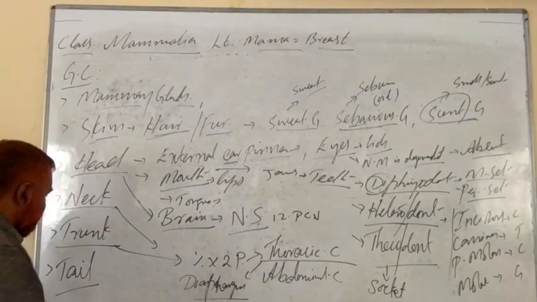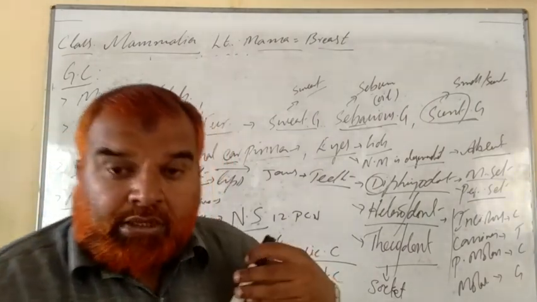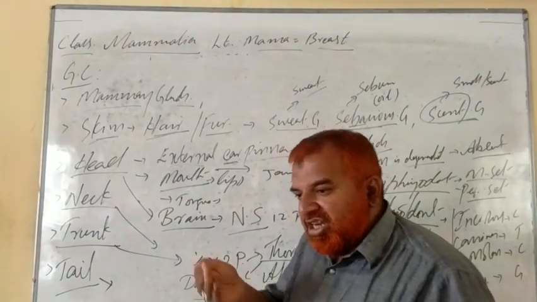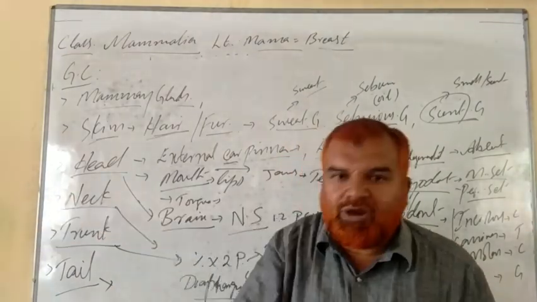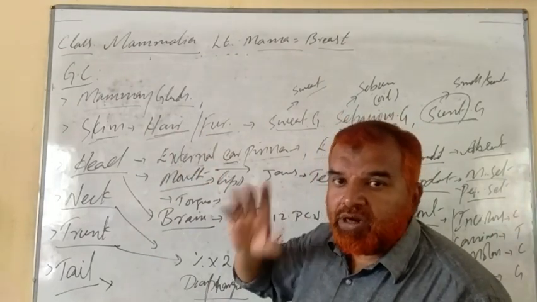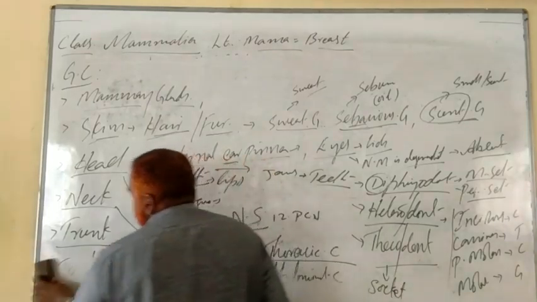Clear? Then the tail. In some animals you come across the presence of a post-anal tail. What do you mean by post-anal? After the anus, there is the presence of a long tail. It's a characteristic of phylum Chordata.